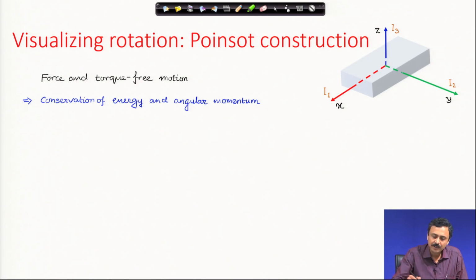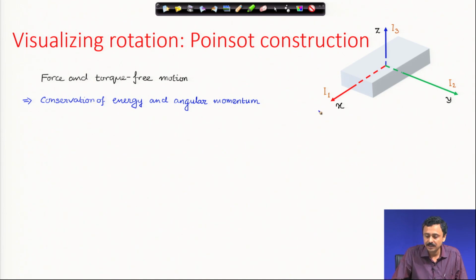What is conservation of angular momentum? Remember, energy is a scalar quantity. So, its conservation means its value is going to remain the same throughout the motion. The value of the total mechanical energy, which here is only the rotational kinetic energy, is going to remain constant. What is the meaning of angular momentum being conserved? It means that its magnitude as well as its direction both are invariant, they will remain the same.